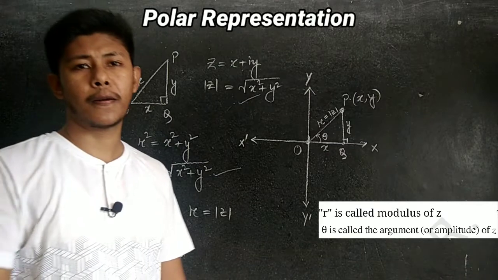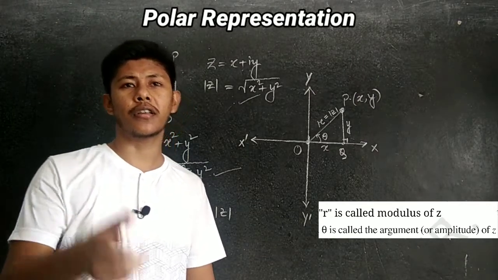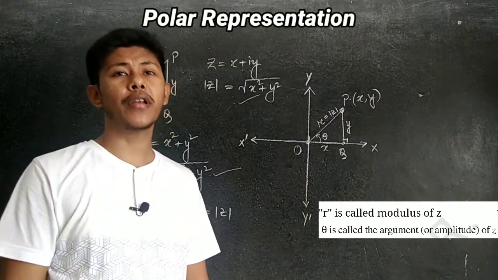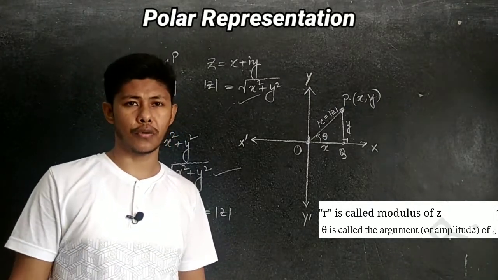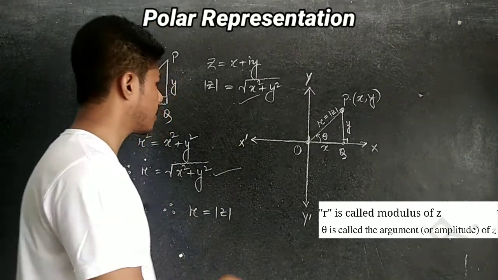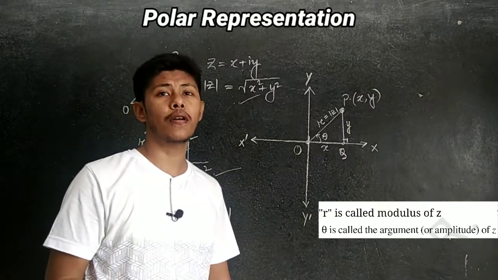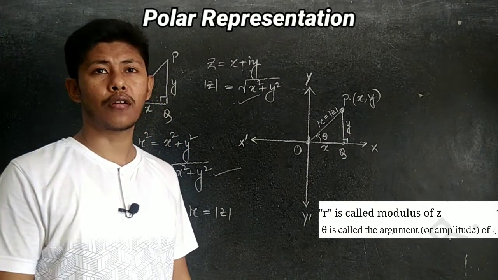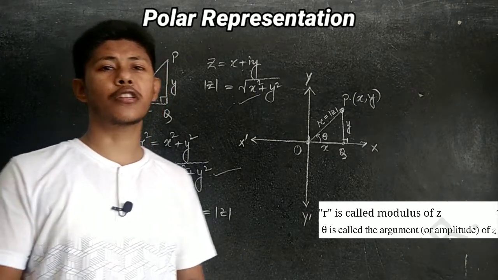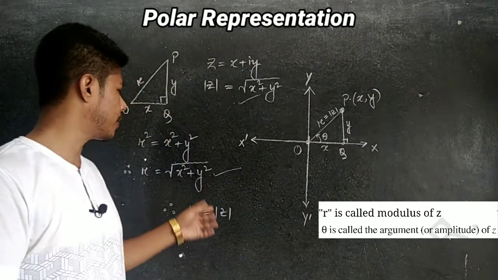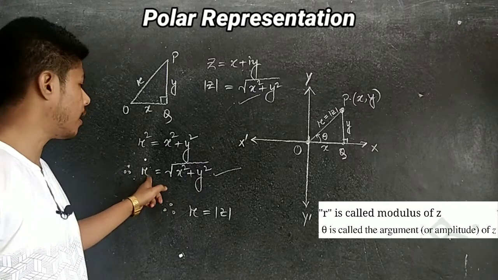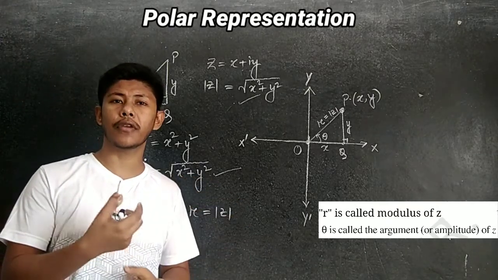Okay, now after that, next one is theta. Actually, what is theta? Theta is known as the argument of a complex number, or amplitude. So how can we identify the argument and amplitude here? This one is a very important part, because modulus of z is very easy, that means r, root over x square plus y square. If we calculate, then we get the answer here.